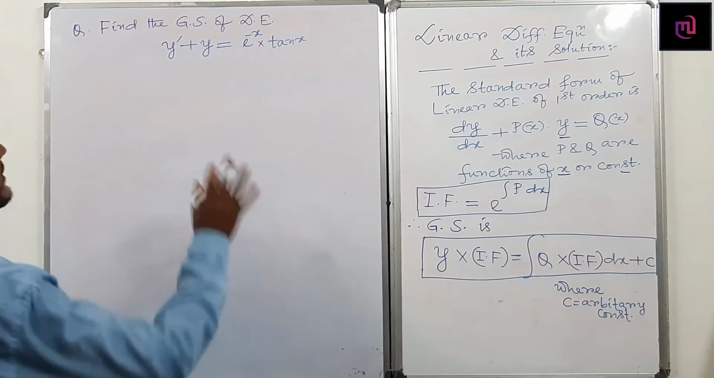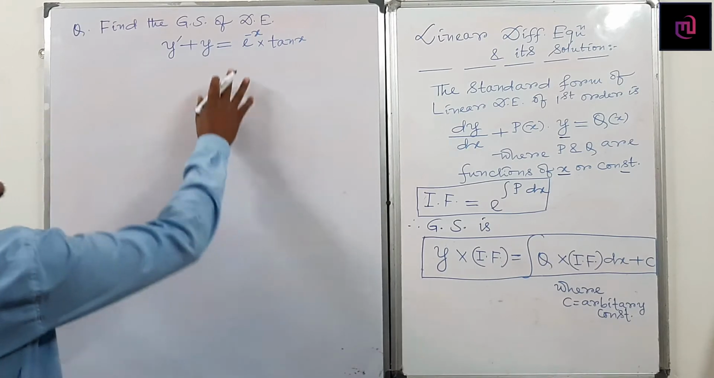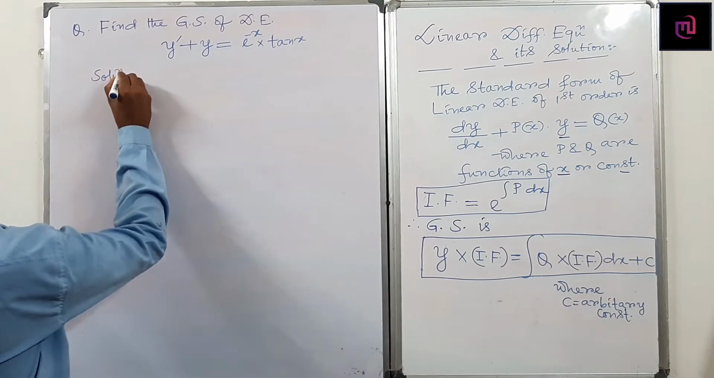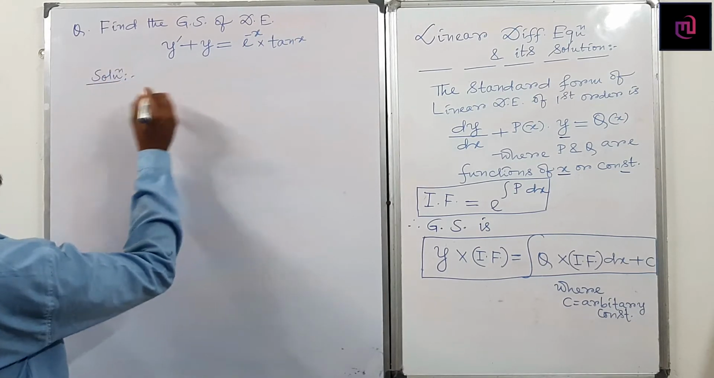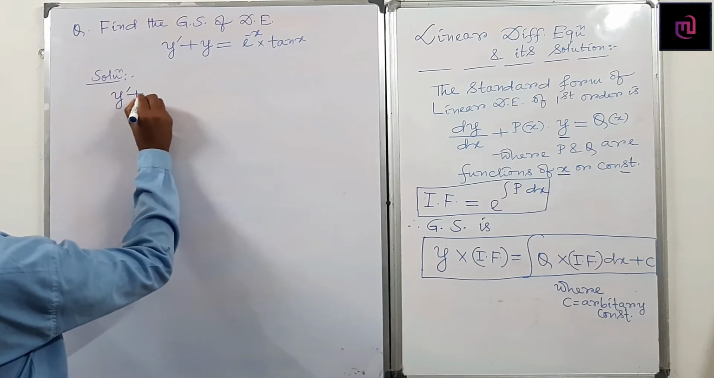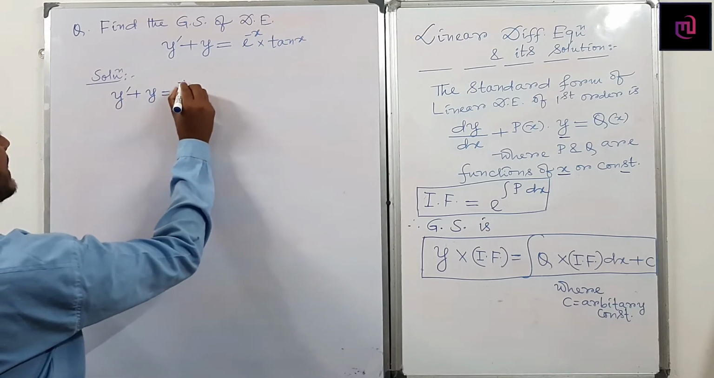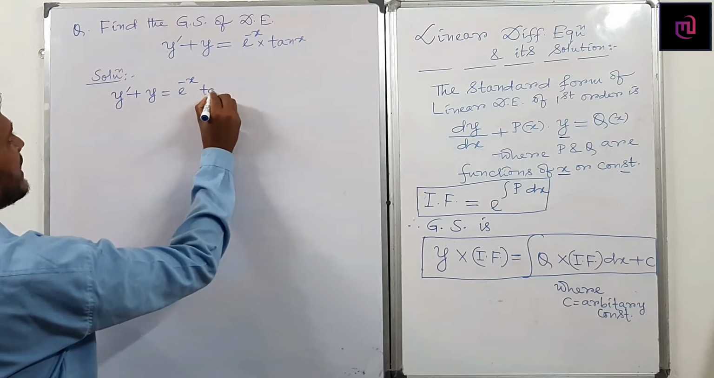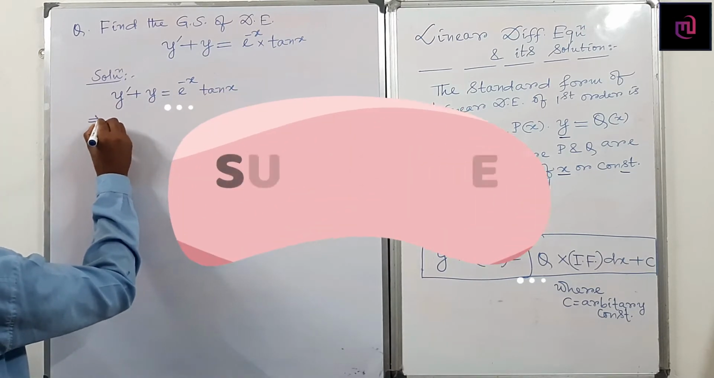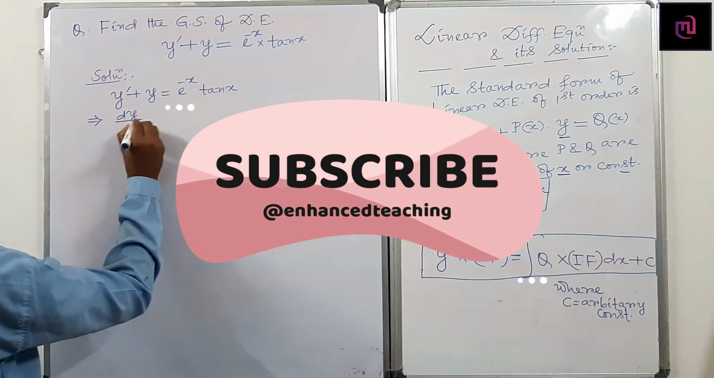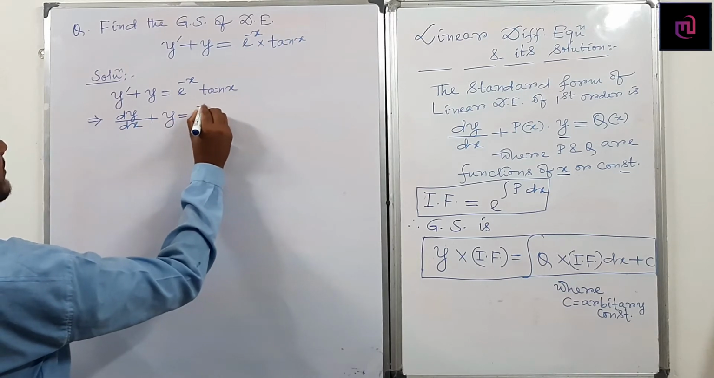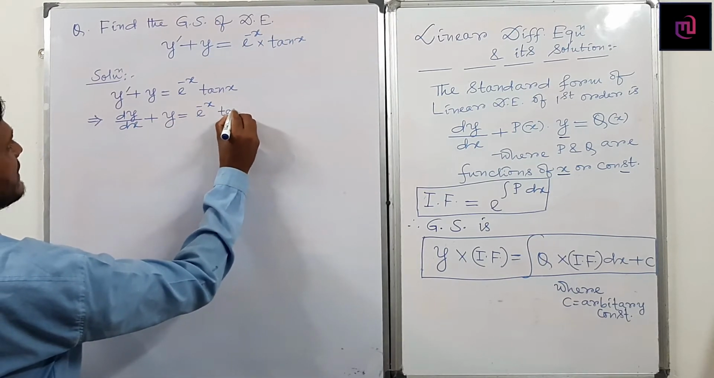So here, whatever the problem is, can I write in this manner? Write down the solution. The given differential equation is y' + y = e^(-x) tan x. So can I write this as dy/dx + y = e^(-x) tan x.